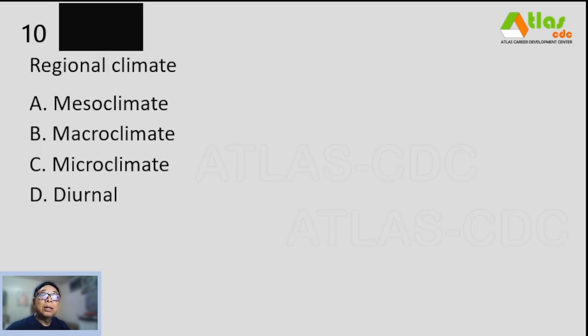Number 10, regional climate. A, mesoclimate. B, macroclimate. C, microclimate. And D, diurnal.